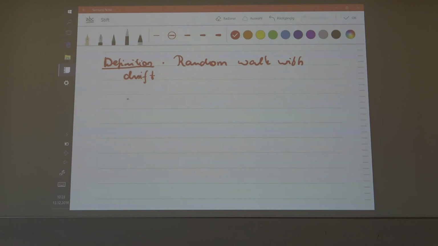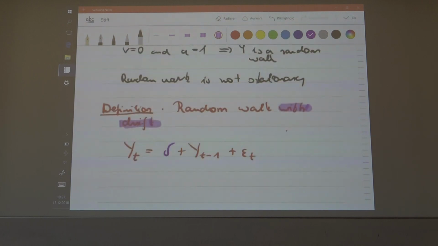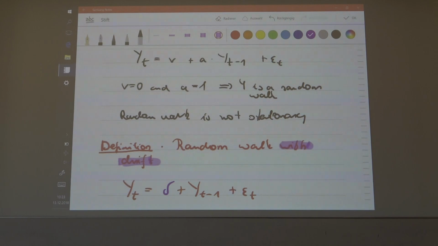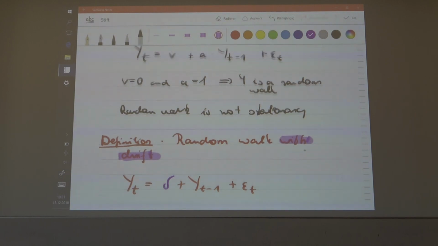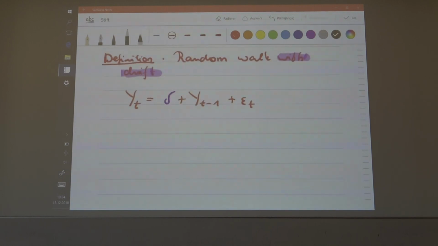In that case, y_t can be written as the regular random walk, y_{t-1} plus the noise at point t, and then you add a constant here. The constant will be the drift. So this is going to be the drift. Again, this is just an autoregressive process where the constant is not 0. Let me add this to it.